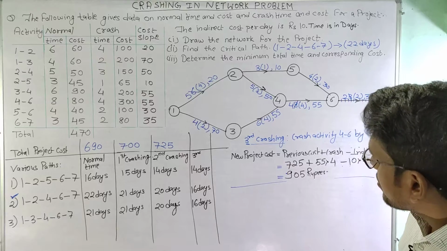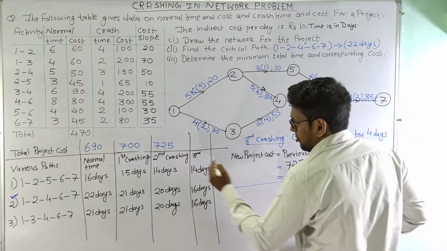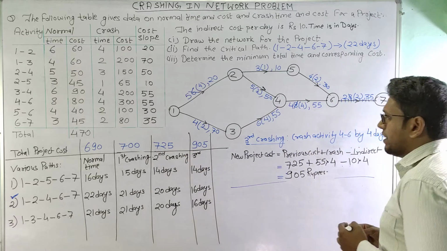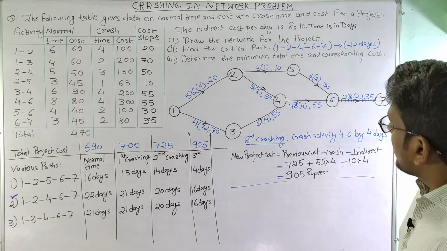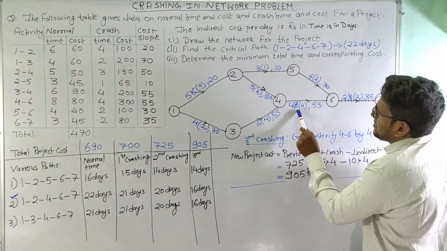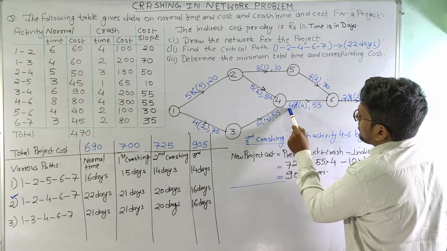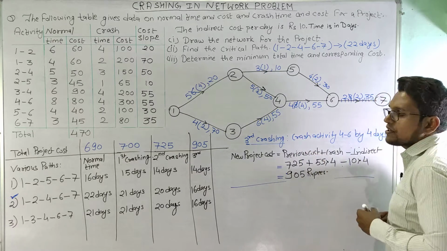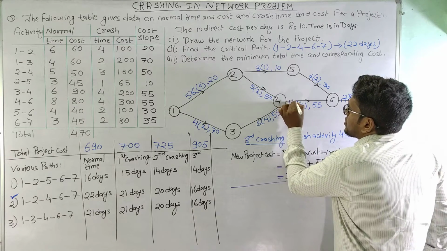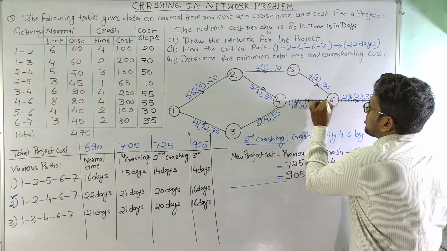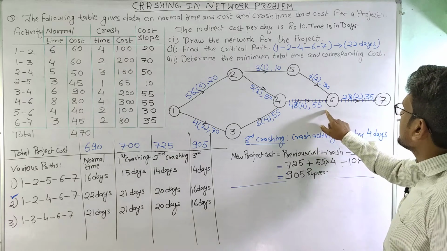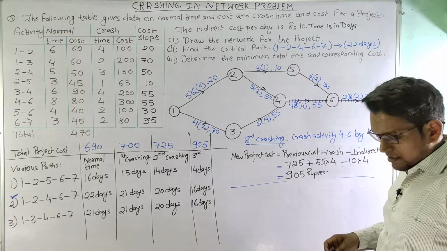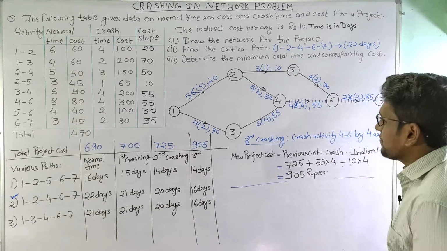So after third crashing, the total project cost is rupees 905. Now as we can see here, after crashing this activity, the normal time and the crash time are same. That means this activity cannot be crashed further, and now we can show this activity by drawing vertical lines, and this shows that this activity cannot be crashed further. Now let us try to crash further.